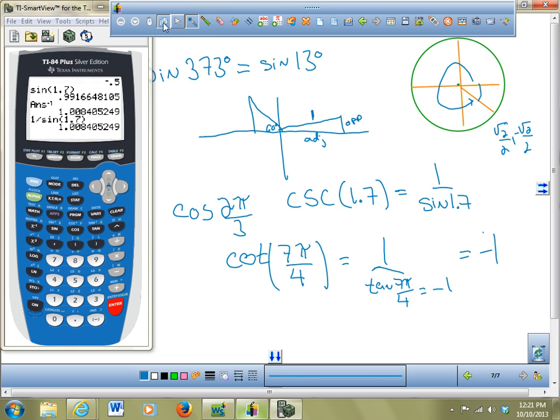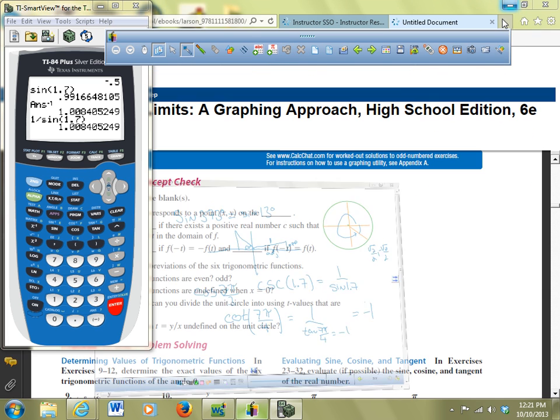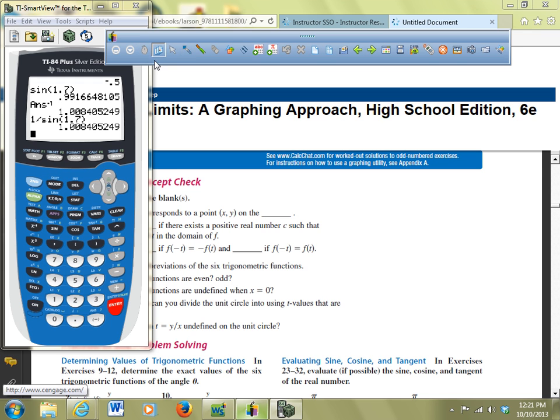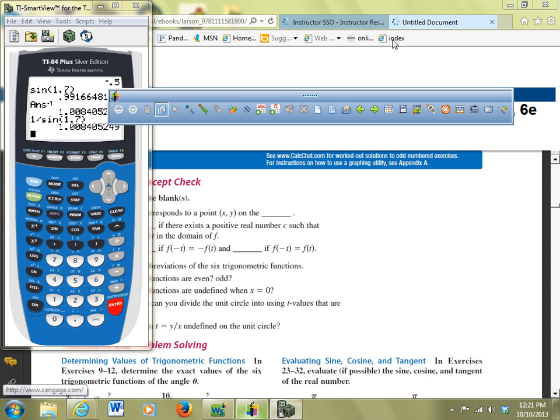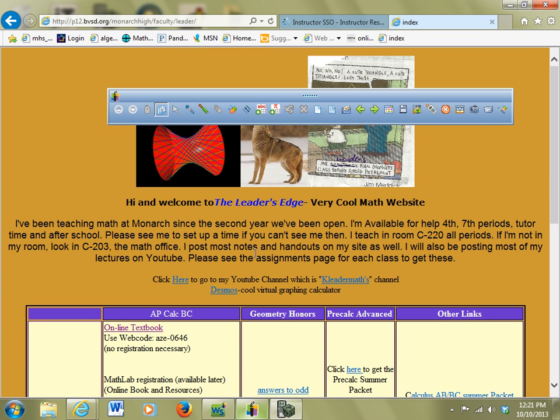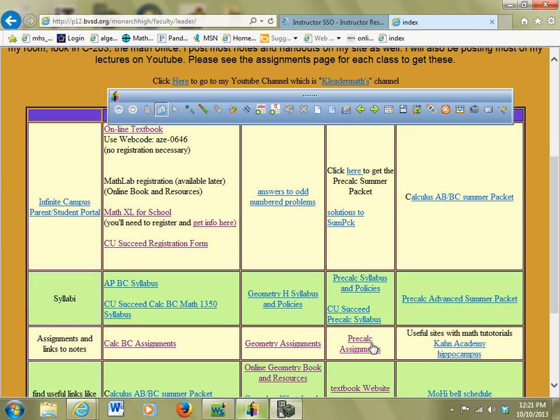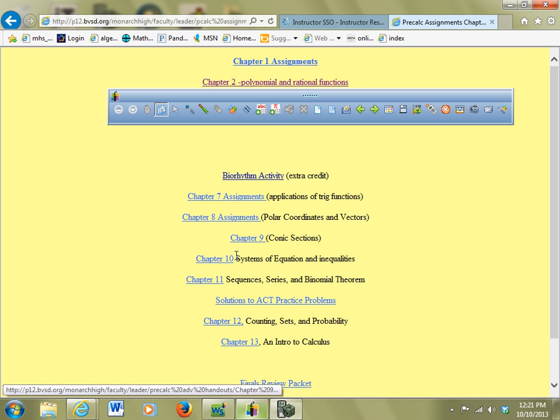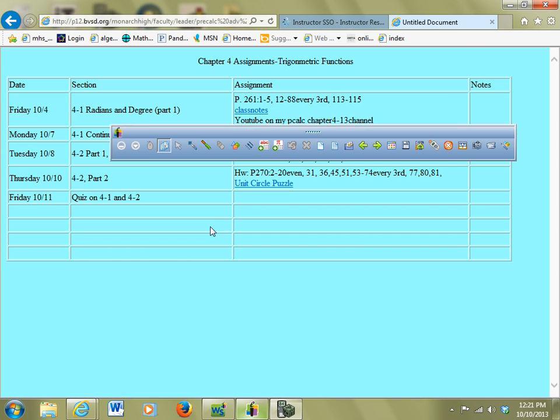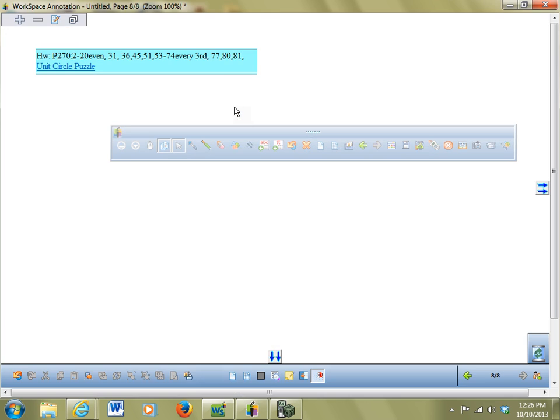I'm going to write the homework up here. I'm just going to show you it on my website, but then I'm going to give you this trig cut-up puzzle to do, okay? And you have a good almost hour to do this, and you have to do it as an in-class activity. But let me just show you what the homework is so you can see it. I go to index, pre-calc assignments, chapter 4. I'll make it bigger. Homework, partial. There it is. Can you see that now?